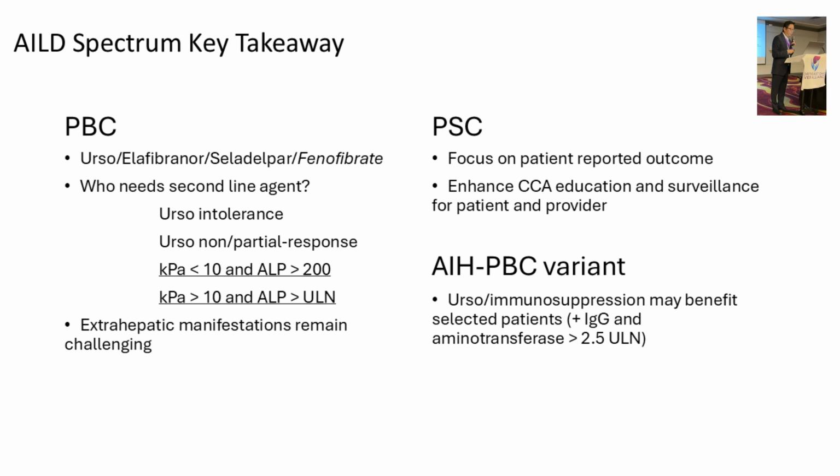On the PSC front, we need to communicate better with our patients, listen and talk to them probably in a different, more effective way, to enhance education and surveillance for cholangiocarcinoma. On the AIH-PBC variant syndrome part, there is a new subgroup of patients who may not fit the Paris criteria, but they have PBC with elevation in IgG and aminotransferase higher than 2.5 times the upper limit of normal, that may benefit from URSO and immunosuppression therapy.